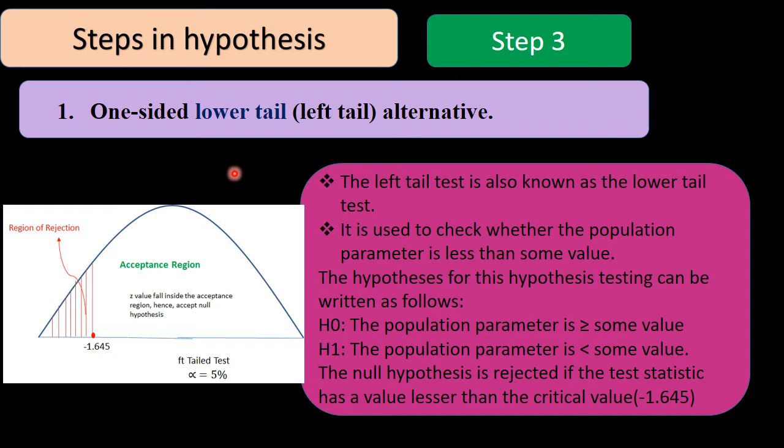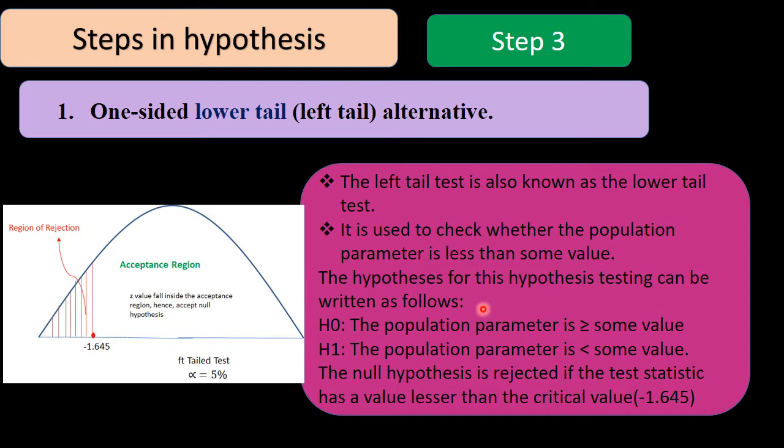Now we'll go to the one-sided lower tail or left tail alternative. Actually left means left side. This particular tail is the left tail. It is known as lower tail also. Why is it called lower tail? Because here we are going to check whether the population parameter is less than some value. That is the alternative hypothesis. Then the population mean is less than the particular value according to the research.